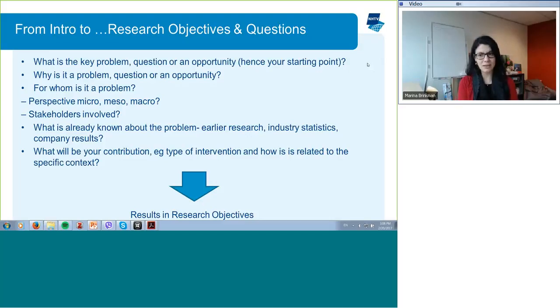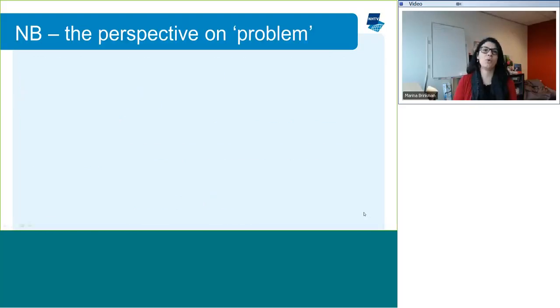So is it an advice that you're going to give? Is it a business plan you're going to write? So a business model that you need to develop? Or is it going to be a design report that you're going to write? So that is meant by your contribution. And based on defining which path you are taking and how is that related to the specific context you described above, you will be able to formulate your research objectives. Meaning, what do you intend to achieve with your project?